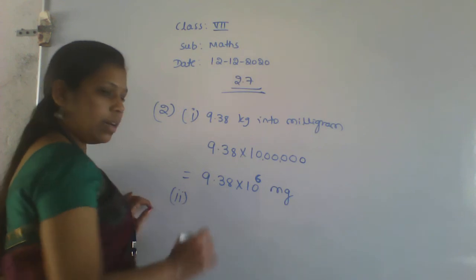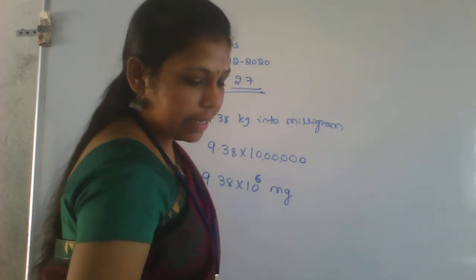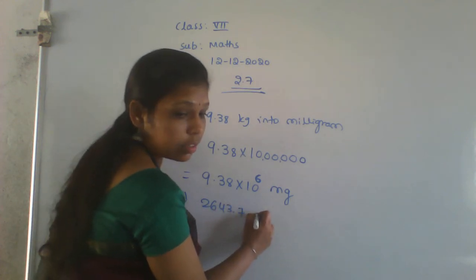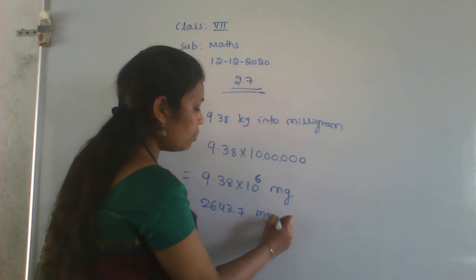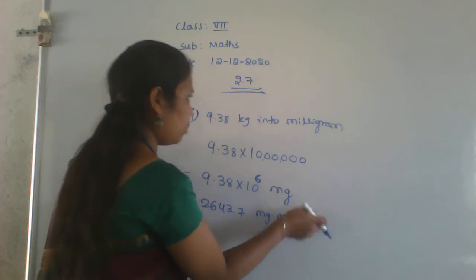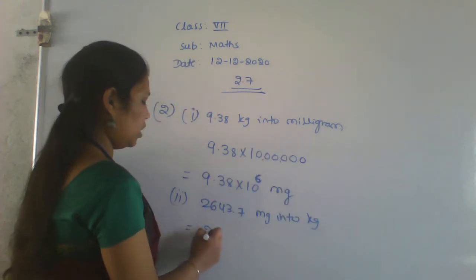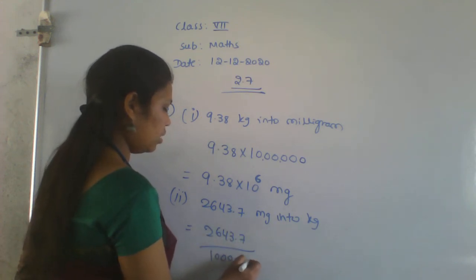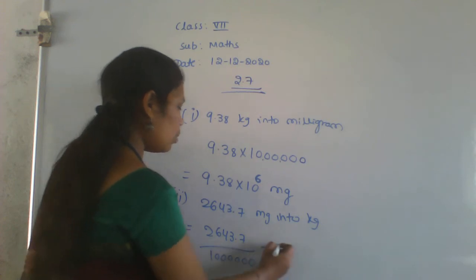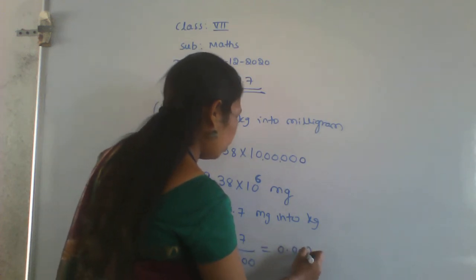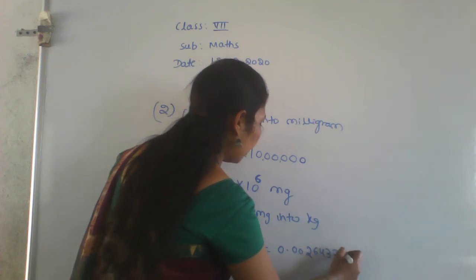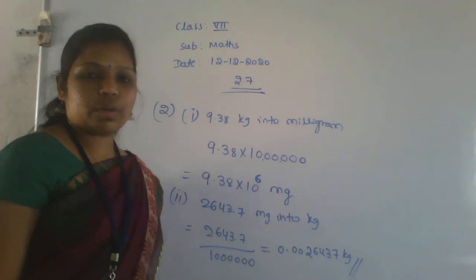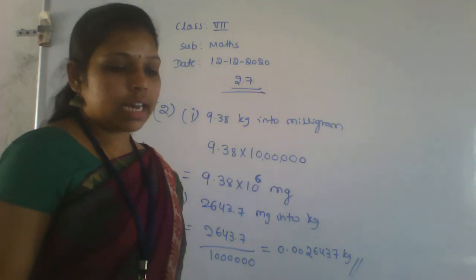Next, the second one. What is the second problem? 2643.7 milligram into kilogram. Same, reverse process, which means do the division here. 2643.7 divided by 6 zeros is equal to 0.0026437 kg. That is the correct answer. So like this we have to do the conversions.